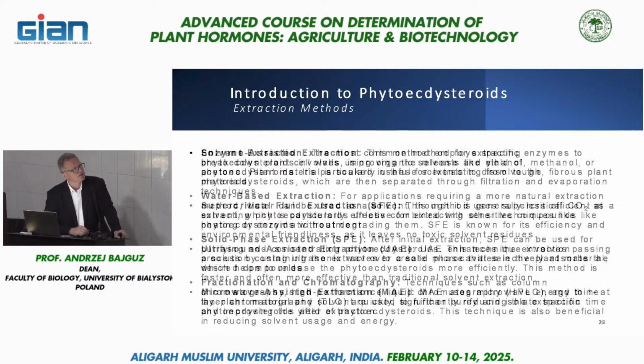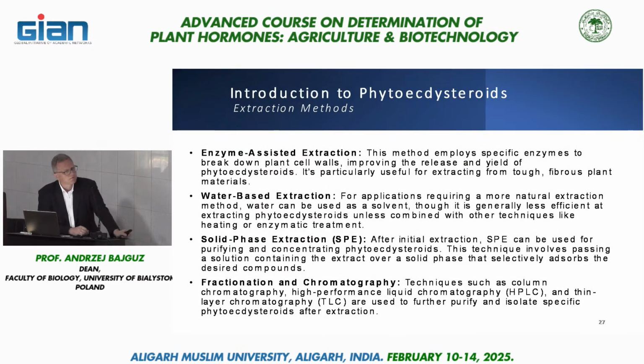Solvent extraction is a traditional method. The most widely used technique involves, of course, organic solvents such as ethanol, methanol, and acetone. The plant material is soaked in the solvent, for example, methanol, allowing phytohormones to dissolve. After extraction, the solvent is evaporated, leaving behind the active compounds. This method is very simple and effective, but may require an additional purification step to remove unwanted compounds.